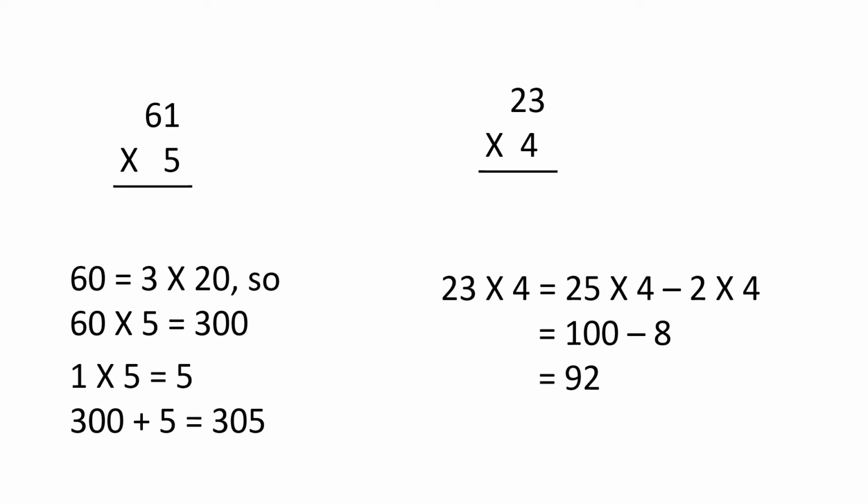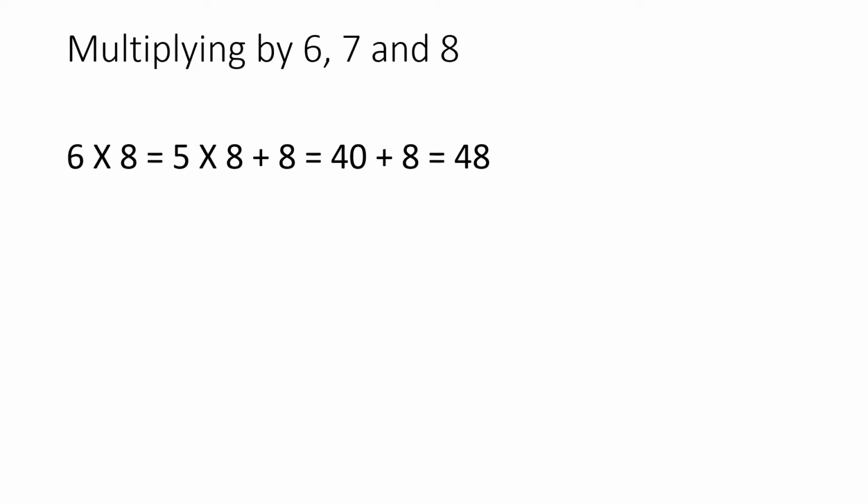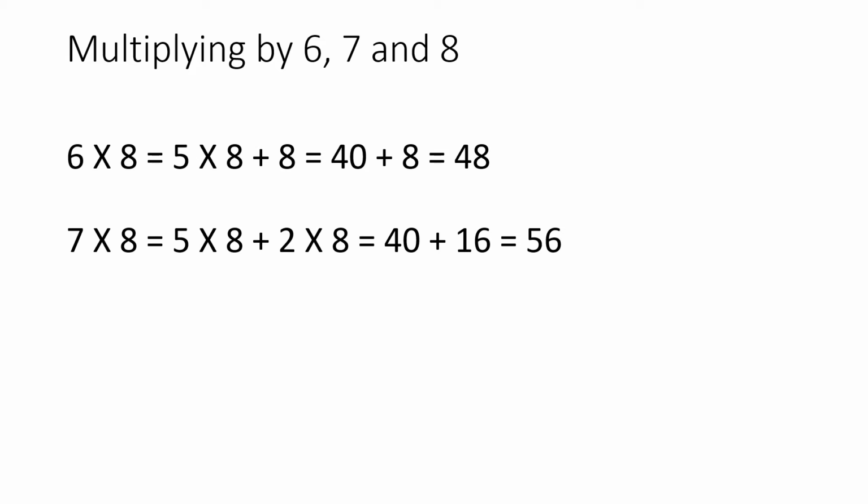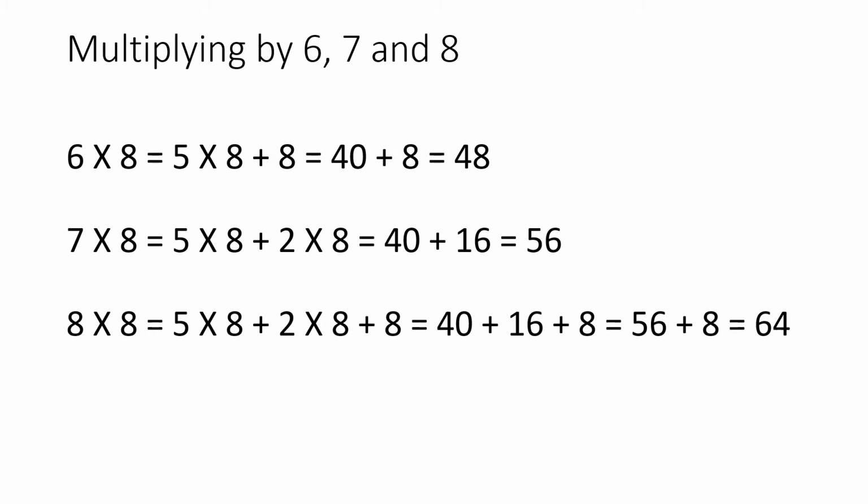Okay, let's get back to the multiplication table. Let's look at multiplying 6, 7, and 8. 6 times 8 is 5 times 8 plus 8, so 40 plus 8 is 48. 7 times 8 is 5 times 8 plus 2 times 8. 40 plus 16 is 56. 8 times 8 is 5 times 8 plus 2 times 8, which is 56, plus 8, 64.